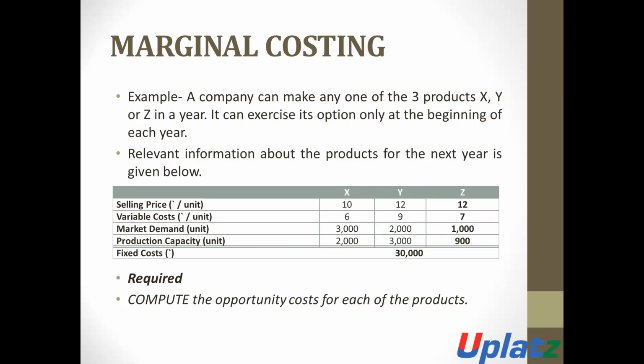The variable cost of X is 6 rupees, of Y is 9 rupees, and of Z is 7 rupees. The market demand of X is 3000, of Y is 2000, and of Z is 1000. The production capacity of X is 2000, of Y is 3000, and of Z is 900. Fixed cost is 30,000 rupees. On the basis of this, compute the opportunity cost for each of the products. Now we will discuss the opportunity cost.